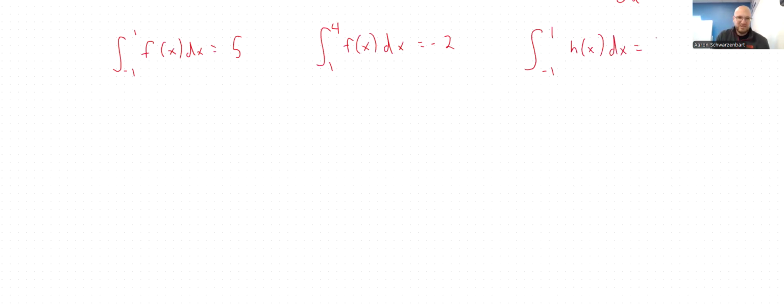And then the question is, what's this one? Yeah, it's this one switch to the bounds, so I negate it. So it was -2, so it's -2.